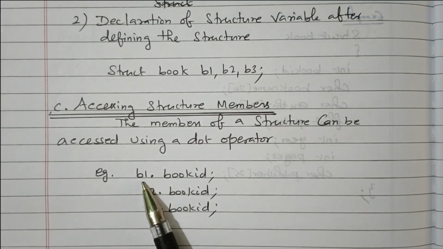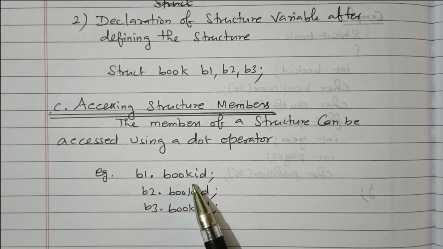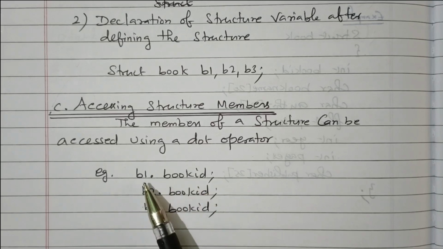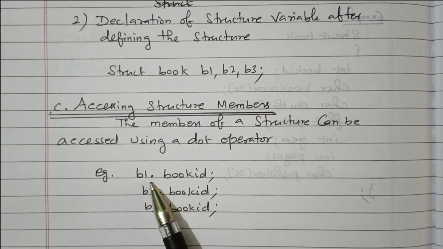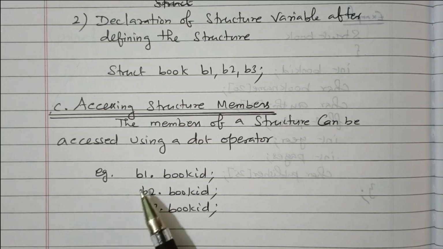So b1 is the structure variable, and this is the data type. So b1 dot data type will give the accessing of the structure member. So b1, b2, b3 are all differentiated. b1 refers to the first book, b2 refers to the second book, b3 refers to the third book. So by the dot operator we can access the structure members, right? So here b1, b2, b3 are available.